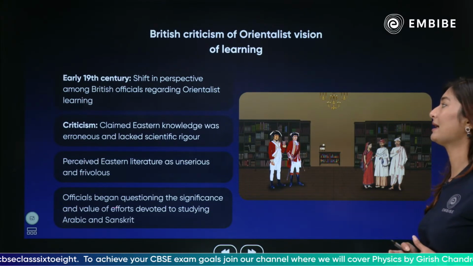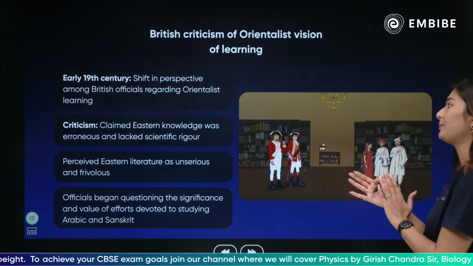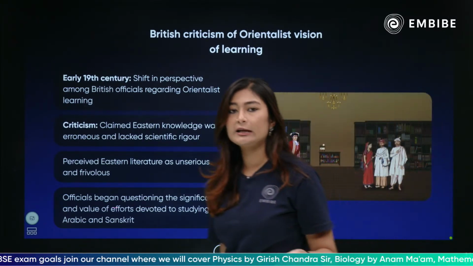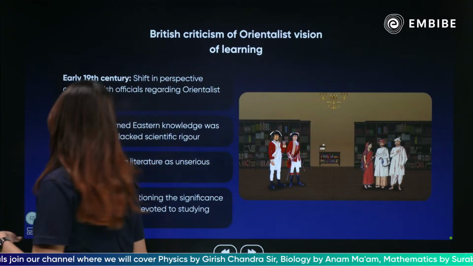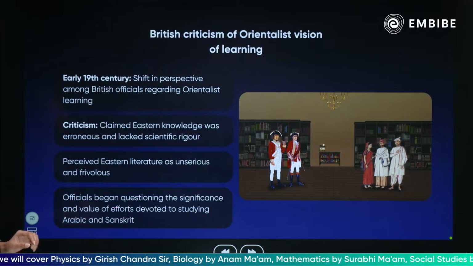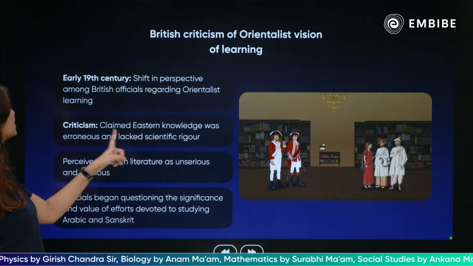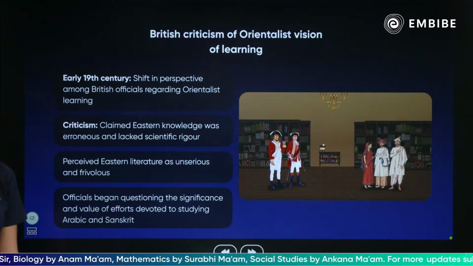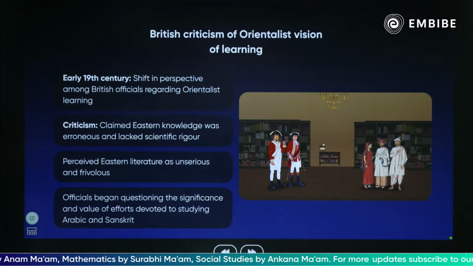So, early 19th century में there is a shift that we see. Earlier, where the officials were in favor of using the Indian text, the Indian language, everything, there was a certain shift over there. What was the criticism? They said that Eastern knowledge was erroneous and lacked scientific rigor. तो अब आप देख रहे हो क्या शिफ्ट आ रहा है. And somewhere this also sounds arrogant. So बच्चे, we can also identify the problem over here.